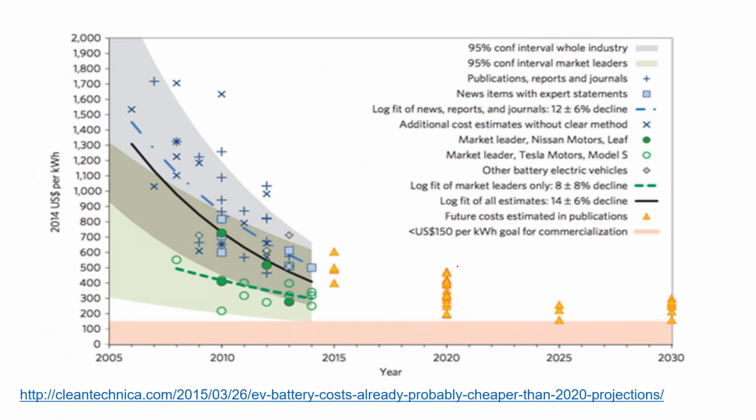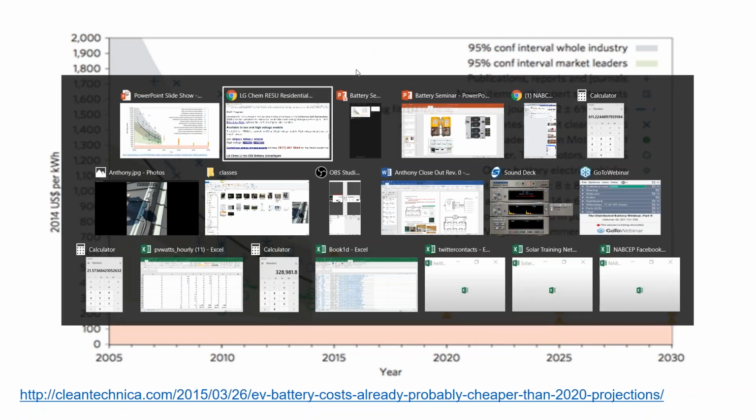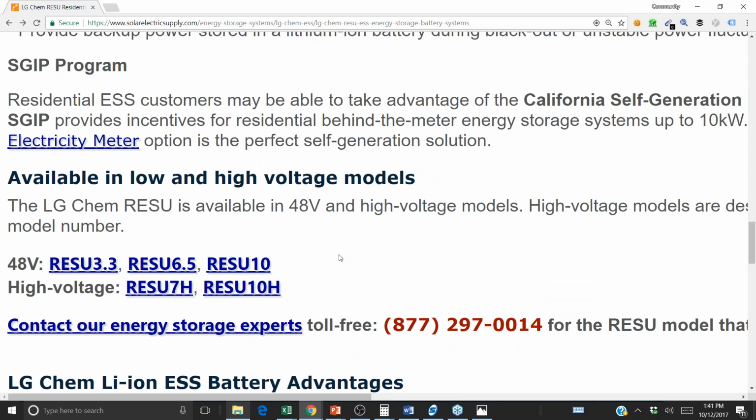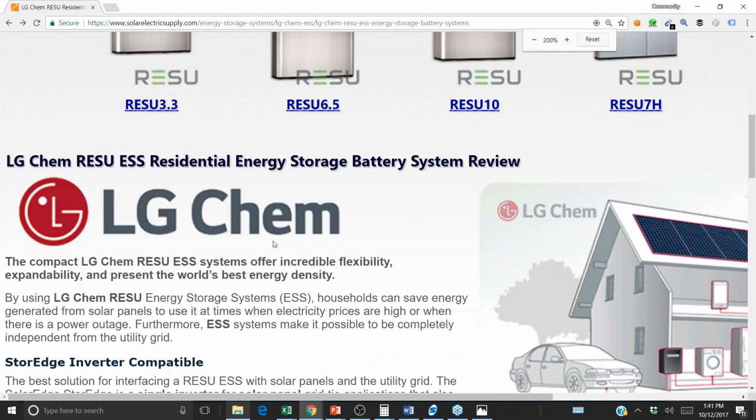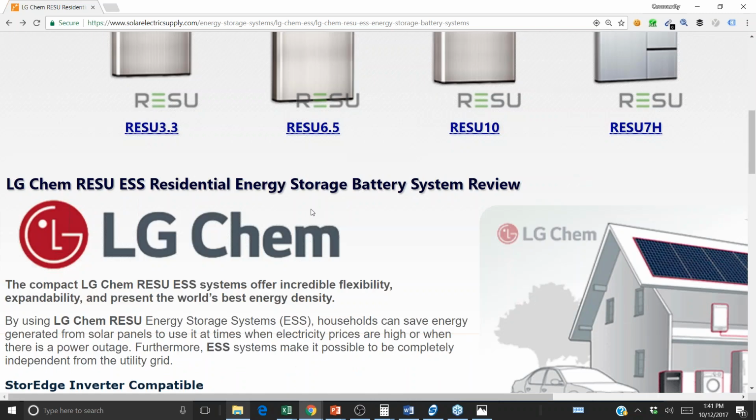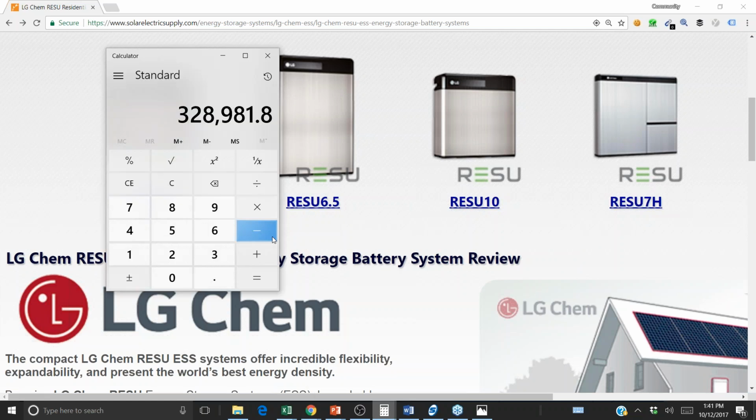Now here is a cost projection of lithium-ion battery costs and where the industry thinks they will be. So let's pull up our example of our LG Chem battery. I got from the distributor this 10 kilowatt LG Chem battery. It's a 10 kilowatt battery, and just the battery itself. So this is when you add it to the SolarEdge system that already has the charge controller and battery inverter set up, so this is just the battery cost itself.